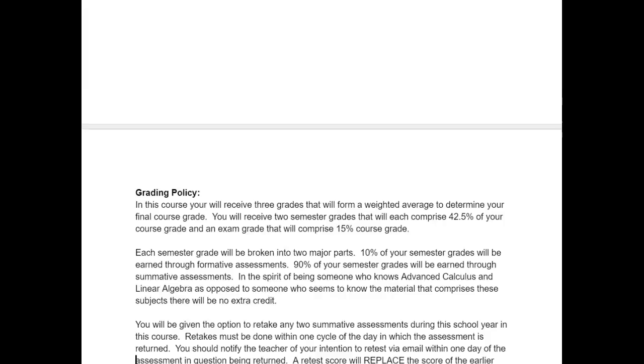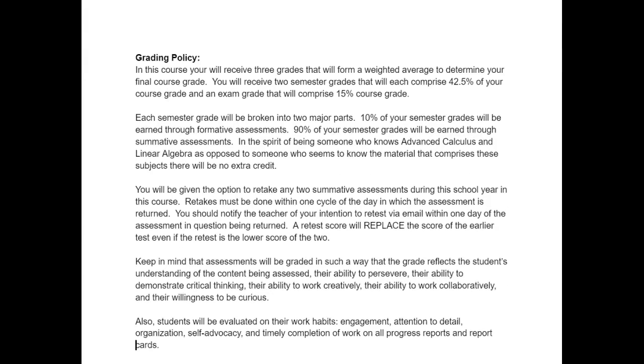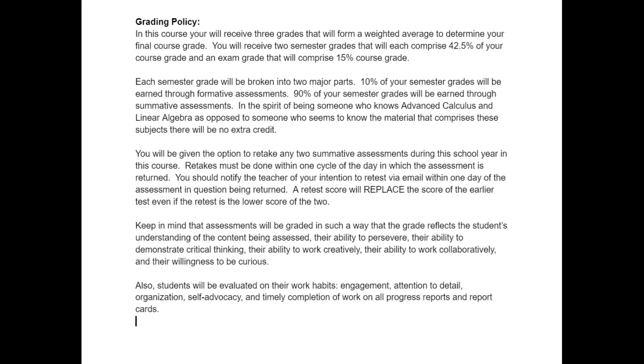All right, how do you get a grade? You're going to get 3 grades. You get a first semester grade and a second semester grade. Those get averaged, and then you'll have an exam grade. If you add the 2 semester grades and divide by 2, each one is going to be 42.5% of the course. If you add 42.5 and 42.5, you get 85%. Then you add 15% for the exam, and that brings us to 100. Okay, so that's the 3 sources of your grade.